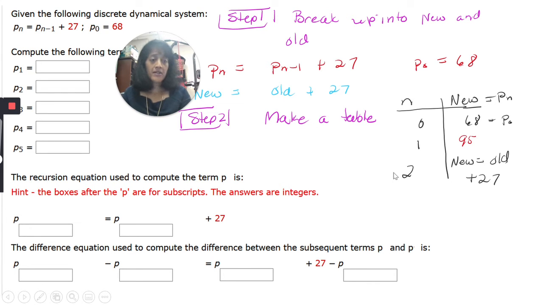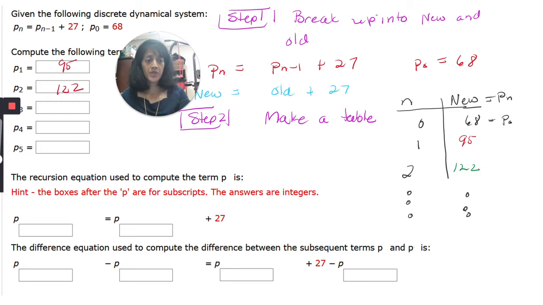Now I do it again, except now my old is this 95. That's my new old. So I always look one back at my previous row. My previous row had a 95, so that's my old. Then old is 95 plus 27, and I get 122. And I just keep doing this process to get the next few iterates. It's like you had a button on your calculator. You put the number 68 and you push that button, and it just keeps adding 27 over and over.